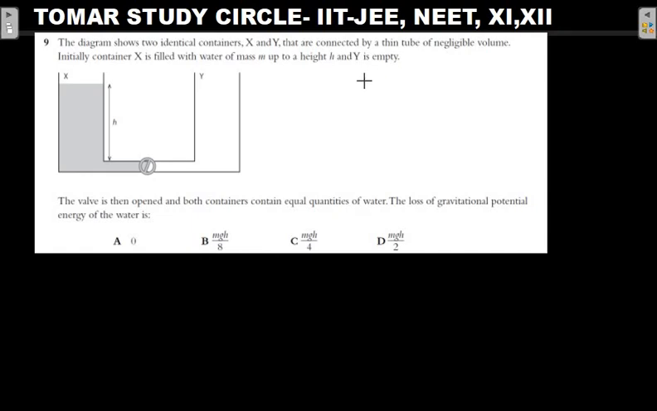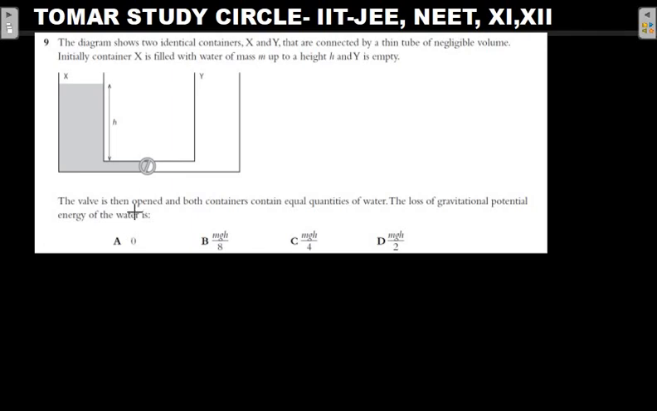The next question is question number 9. The diagram shows two identical containers X and Y that are connected by a thin tube of negligible volume. This is basically a thin tube which has negligible volume, so the total volume of the water can be considered here. Initially, container X is filled with water of mass m up to a height h and Y is empty. The valve is then opened and both the containers contain equal quantities of water.